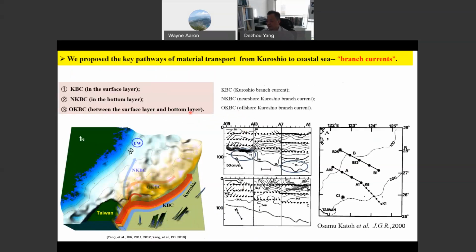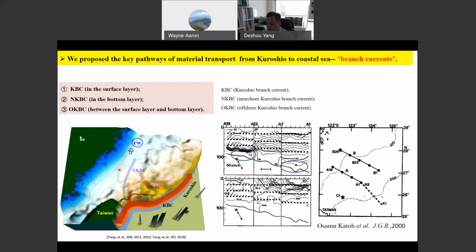According to the numerical model and observations, we proposed the key pathway of the material transport from Kuroshio to the coastal sea, and we suggested a third branch current. The Kuroshio branch current in the surface layer is the same as in the previous study. And the second one is the nearshore Kuroshio branch current, this one. Offshore Kuroshio branch current. And the nearshore Kuroshio branch current, this one.